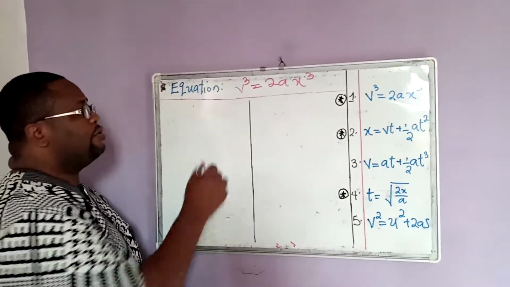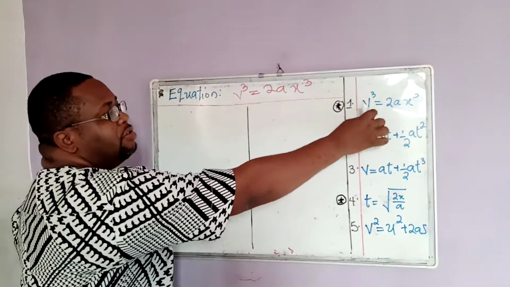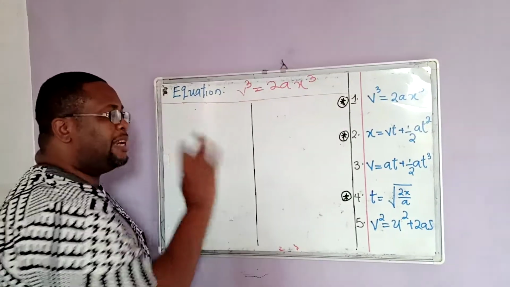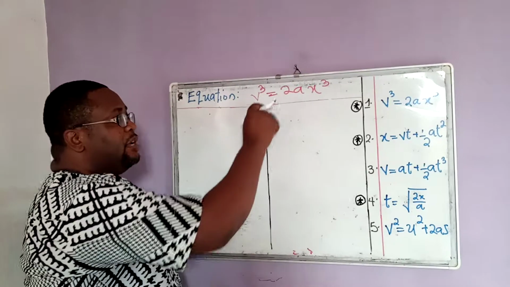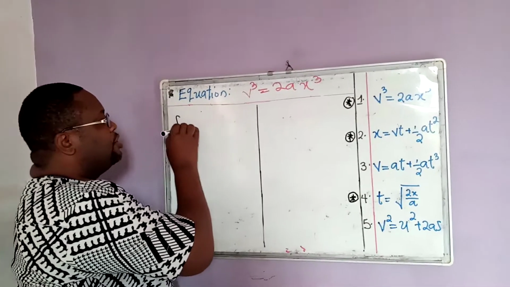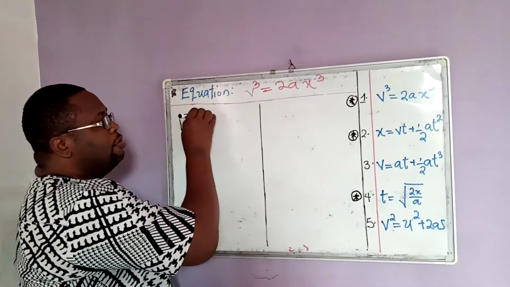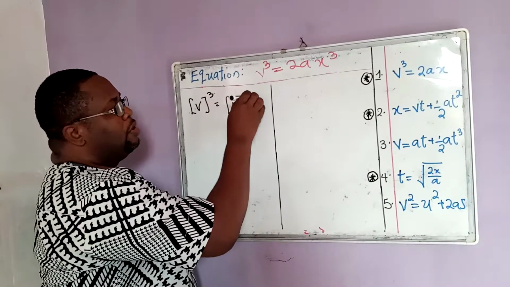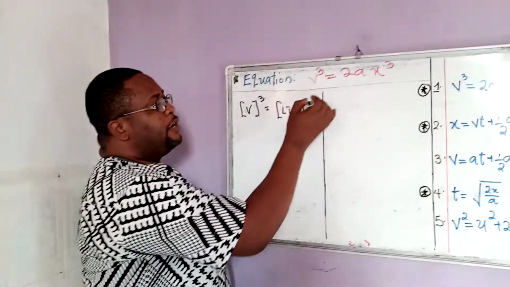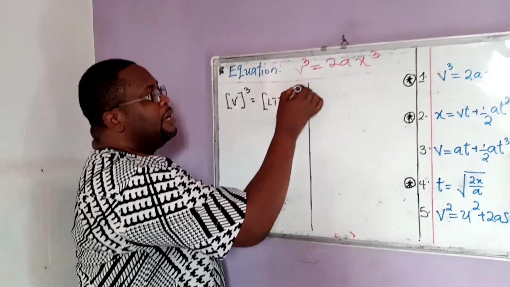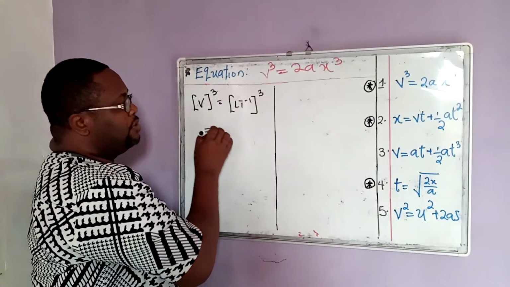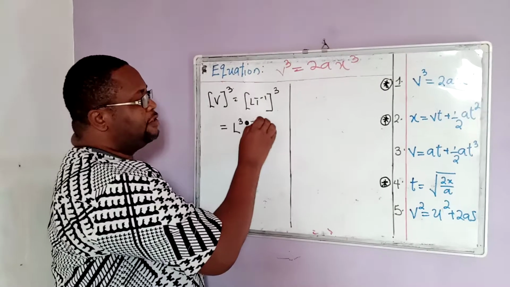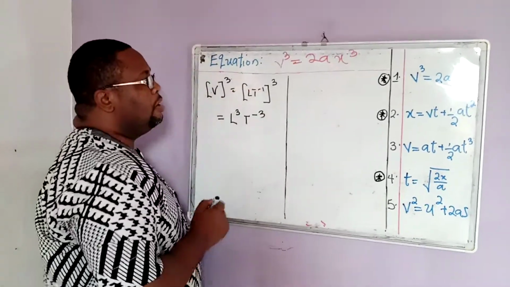Now, number 1 says we should investigate the dimensional consistency of this equation. So we begin with this one. By dimensional consistency, you are going to investigate every term. Now the dimension for V, all cubed: the dimension for velocity is LT^-1, and then all cubed. This simply becomes L^3 T^-3, since T^-1 times 3 gives minus 3. So that's what is happening on the left hand side.